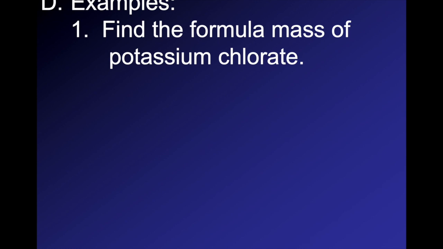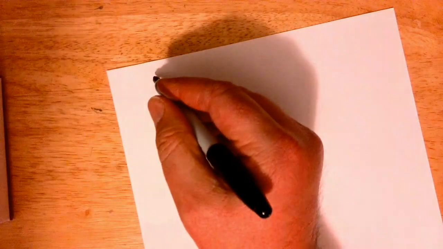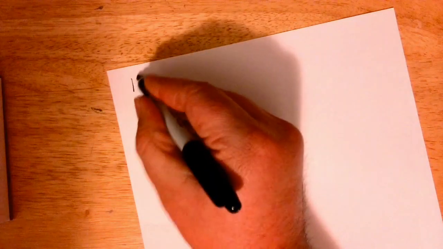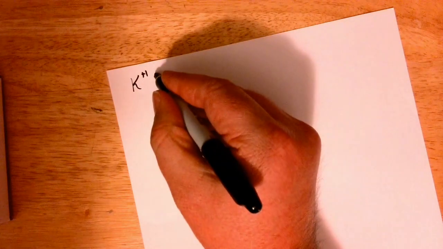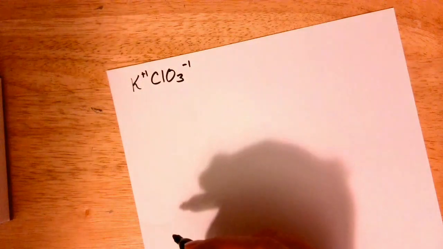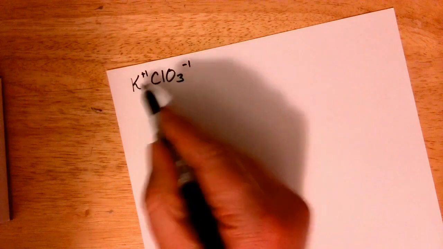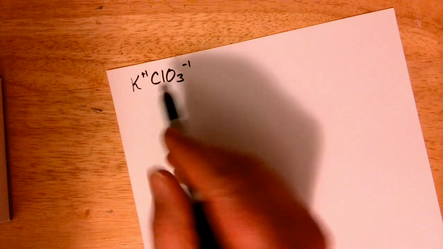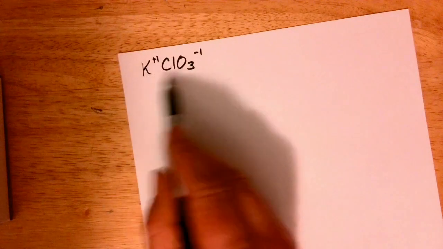All right, so since we were just talking about the potassium chloride, find the formula mass of potassium chlorate. Starting off with the formula. Potassium is K, positive 1. Chlorate is one of your polyatomic ions, ClO3, negative 1. So you have positive 1, negative 1, charges balance out. So this is your formula for potassium chlorate.